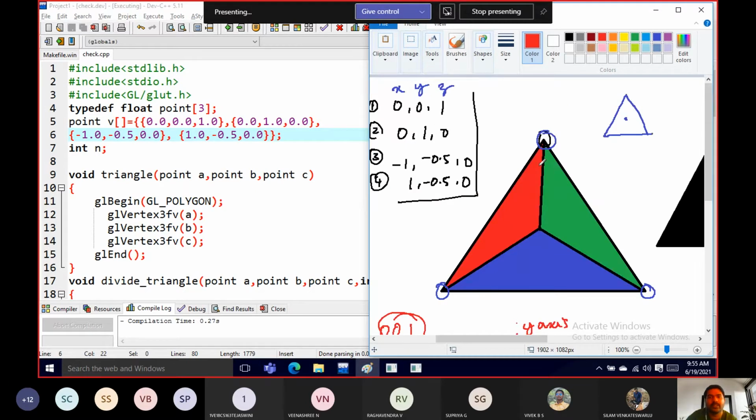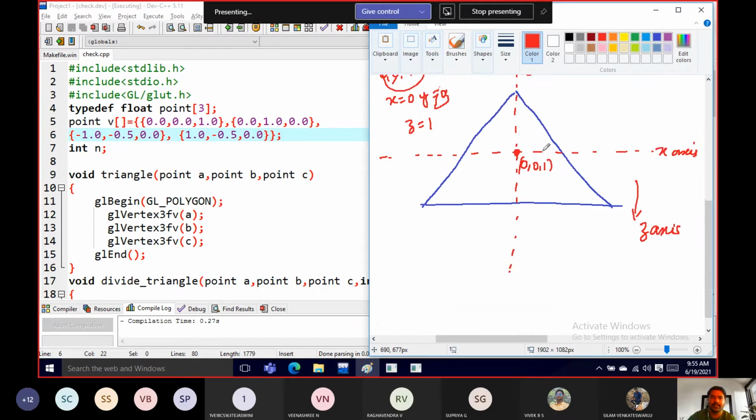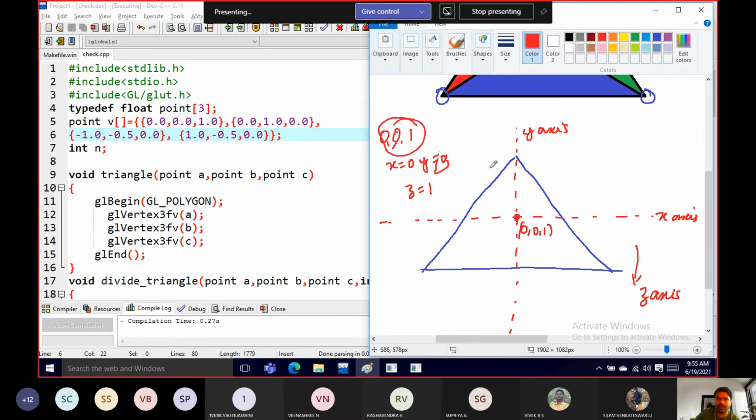So next is 0, 1, 0. What is this 0, 1, 0? 0 with x, 1 with y, and 0 with z. So the second vertex is over here. Z is also 0. That means this is the top base point, or one of the base points. Let's assume this is the top base point.